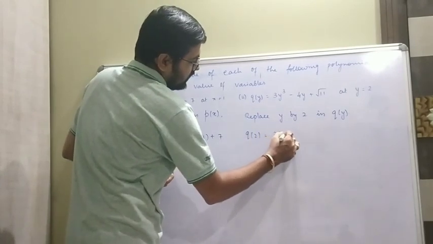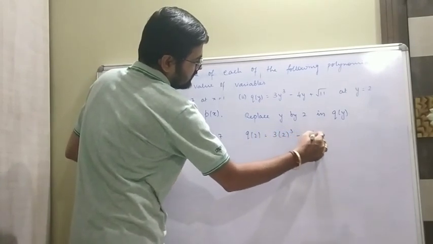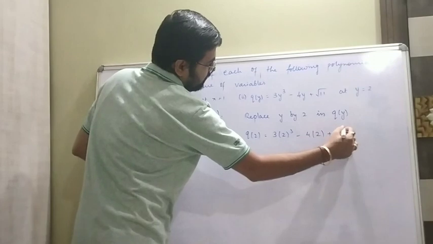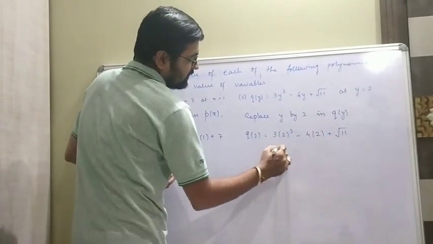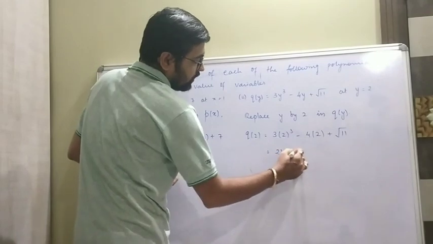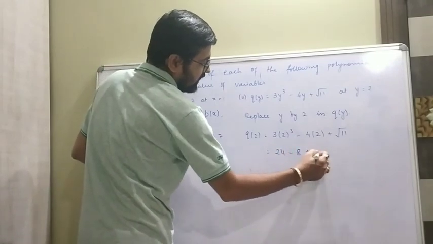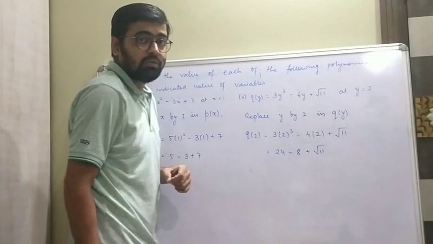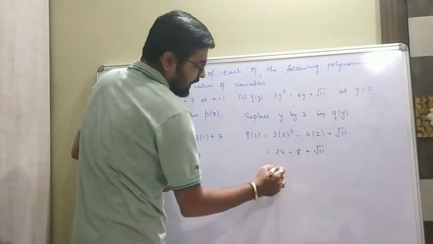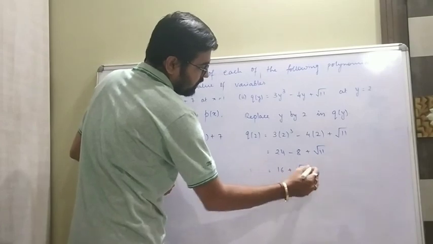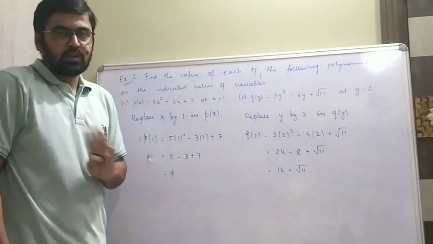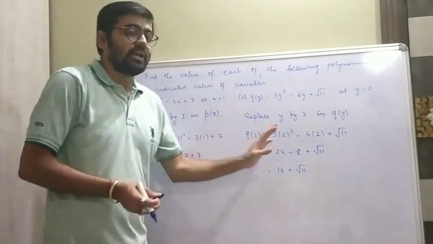So it becomes 3 into 2 cube minus 4 into 2 plus square root of 11. So I am getting 2 cube is 8, 8 threes are 24, minus 4 twos are 8, plus square root of 11, and 24 minus 8 will give us 16 plus square root of 11. Am I clear? See, this is how we can easily find it.